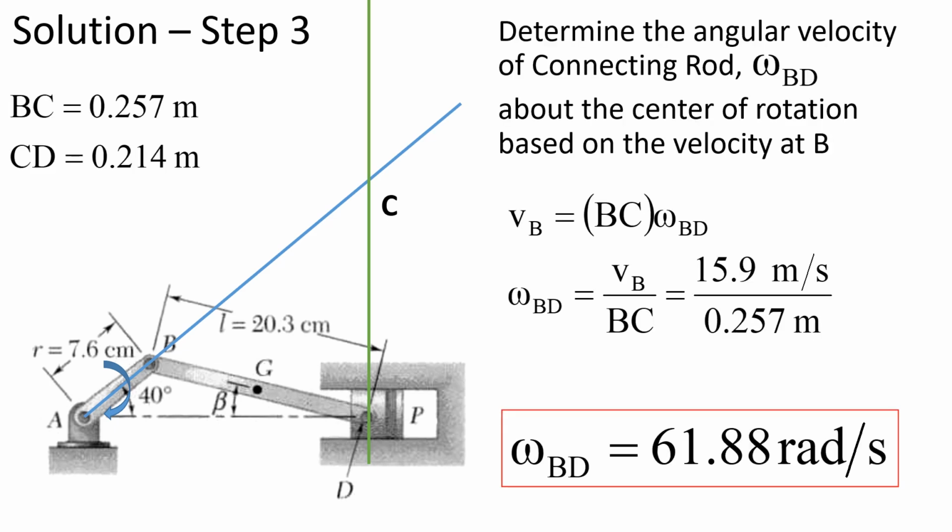Solution: Step 3. Now we need to find omega BD, that is the angular velocity of connecting rod BD. We know the formula VB is equal to BC into omega BD. In this, VB is known, BC is known, omega BD is unknown. So omega BD will be equal to VB divided by BC. Upon calculation, we get omega BD equal to 61.88 radians per second.